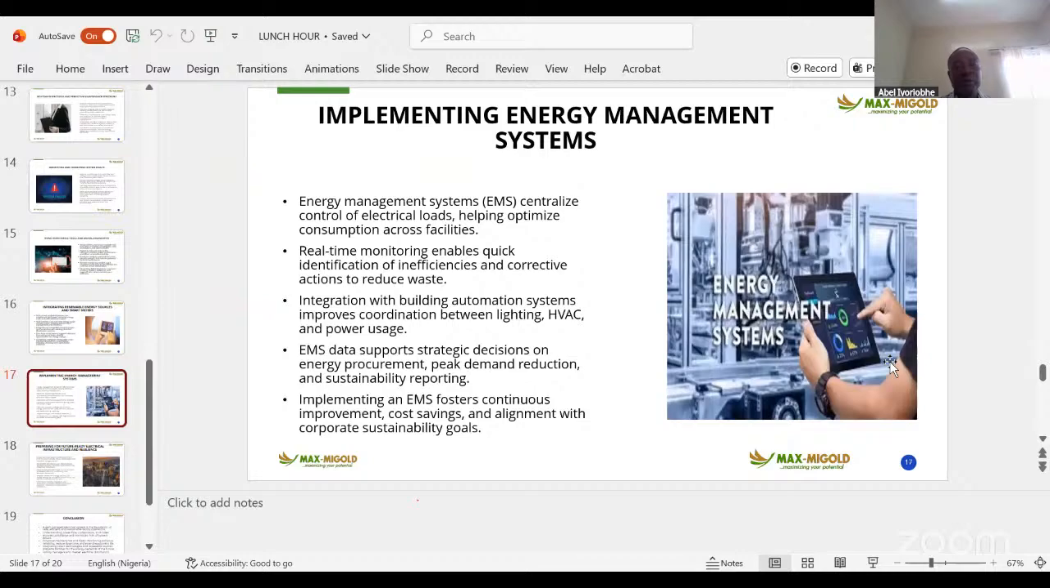All right. Implementing an energy management system. Energy management system, that's EMS, provides centralized control of electrical loads, helping optimize consumption across the facility. Real-time monitoring enables quick identification of inefficiencies and corrective actions to reduce waste.